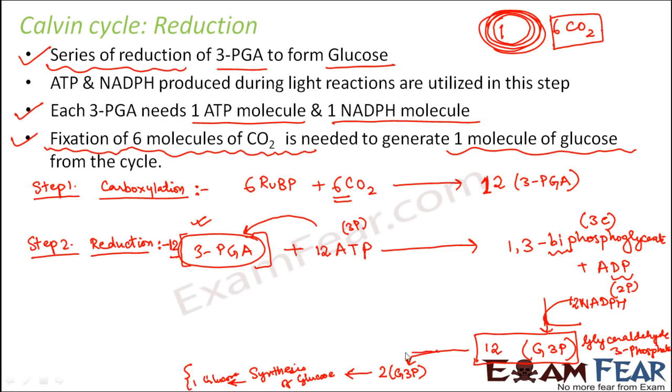Now the question is, we are still left with 10 molecules of glyceraldehyde 3-phosphate. So what happens to these 10 remaining molecules of glyceraldehyde 3-phosphate? That is what we are going to see in the next step. That is the last step of Calvin cycle, which is regeneration. Now this is again a cycle. The name itself says Calvin cycle. So it is going to be a cyclic process. So we will go back to the starting point. And what was our starting point? Starting point was RuBP, that is ribulose 1,5-bisphosphate.